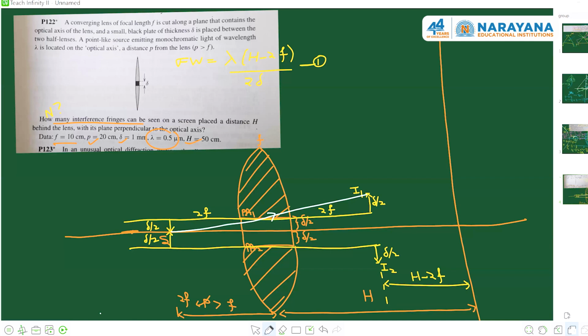So where did that formula come from? Which one? This one? Yes, sir. This is from the result lambda capital D upon small d.